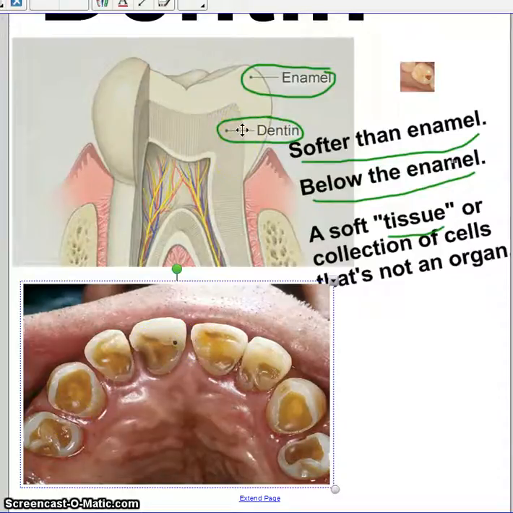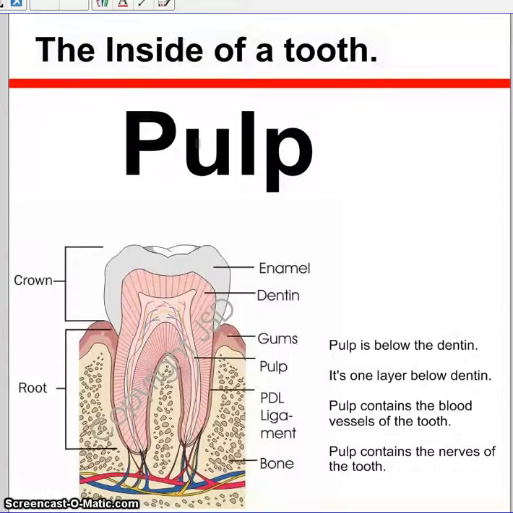Be careful. We're getting close to that very inner layer called the pulp. This is soft tissue. It's a collection of cells. It's below the enamel, and it's actually softer. So can you imagine poking this yellow dentin with something sharp? What if it were to go through it? That might hurt. Finally, we have the pulp.